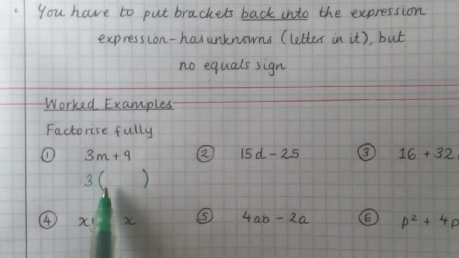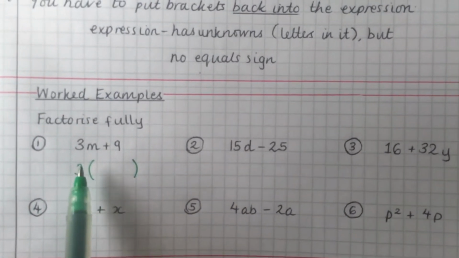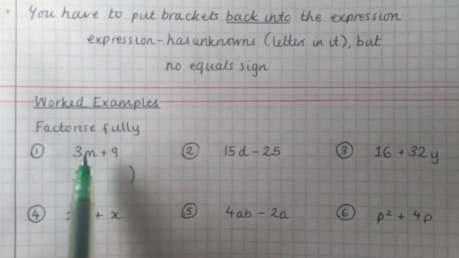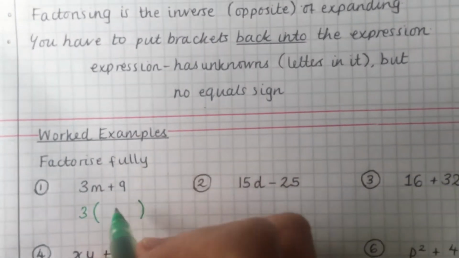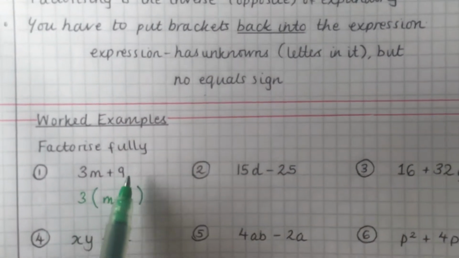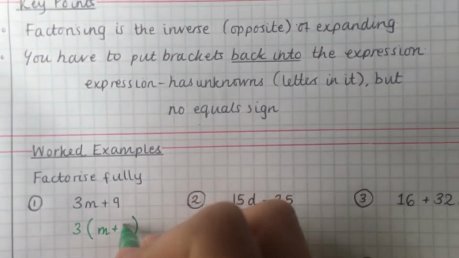And to work out what goes inside the bracket, you need to think to yourself, right, if I was expanding this, I would do 3 times this, and I would get 3m. So you need to think, 3 times what is 3m? And obviously it's 3 times m. Then we put our plus. And again, for this one, you'd think, right, 3 times what gives you 9? It's obviously going to be 3.